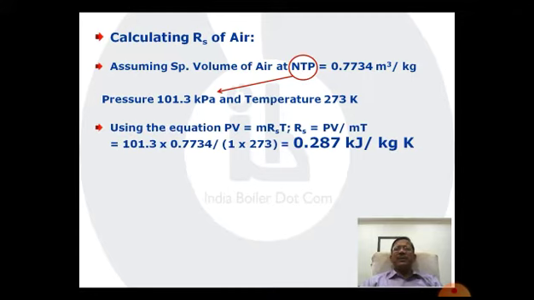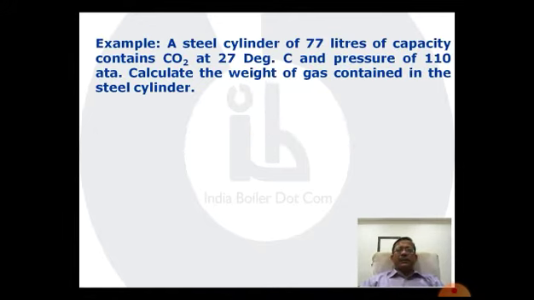Now using the relationship PV is equal to mRsT, Rs will be equal to PV by mT. Since I know the pressure, the temperature, the mass which is 1 kg here, and the volume which is 0.7734 meter cube, I can find out the specific gas constant of air as 0.287 kilojoule per kg per Kelvin. Please remember, if the specific gas constant of air is not given in the problem, you should first calculate it in this manner, right? Okay, now let us take a look at an example.